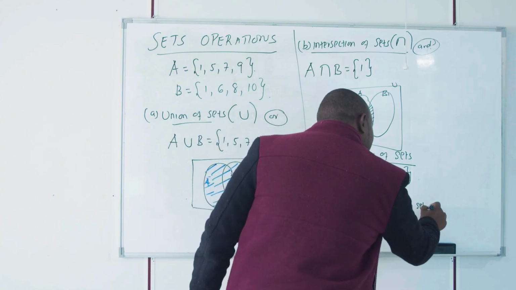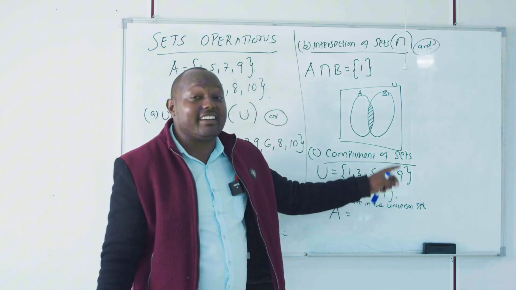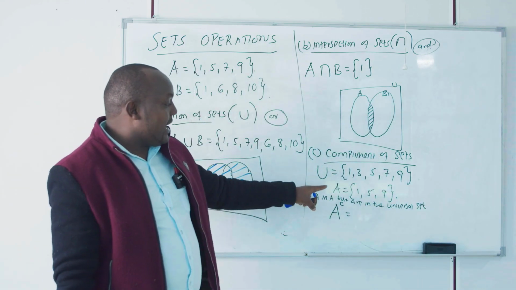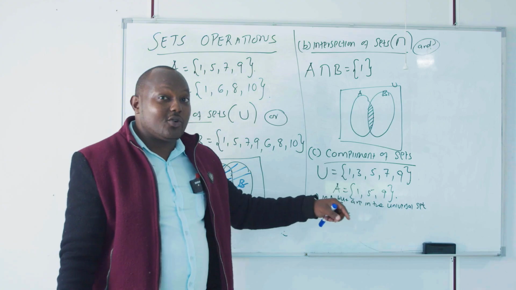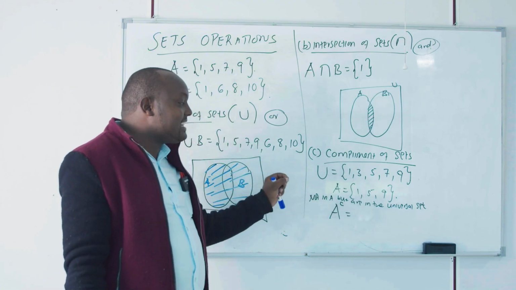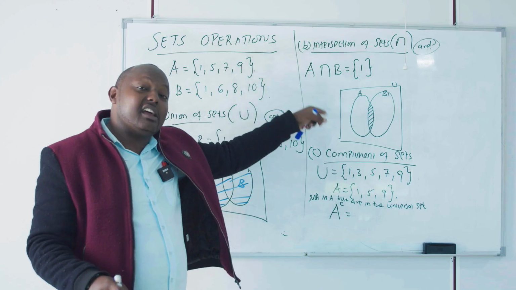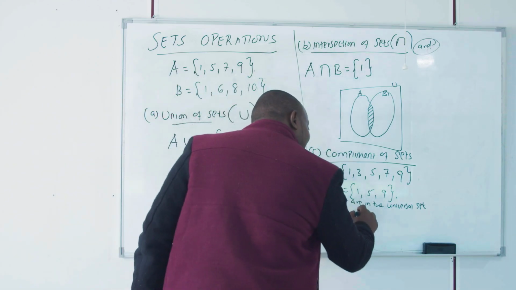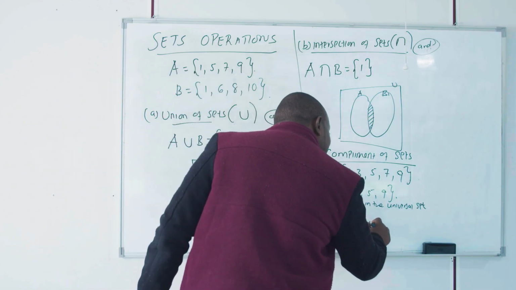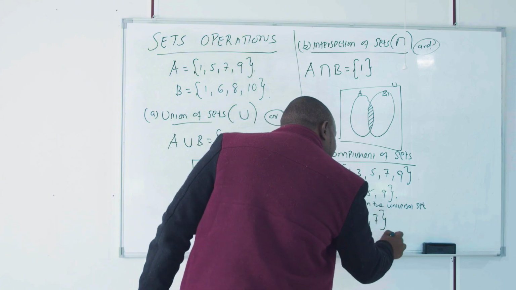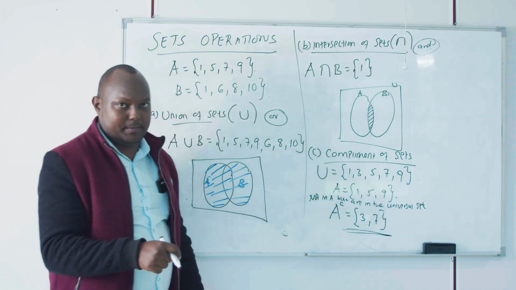As you can see, in our universal set, we have 1, 3, 5, 7, 9, and our A has 1, 5, 9. So A complement, there are those elements that are not in A, but you find them in our universal set. What are those? Now you get it is 3 and 7. That is the A complement.